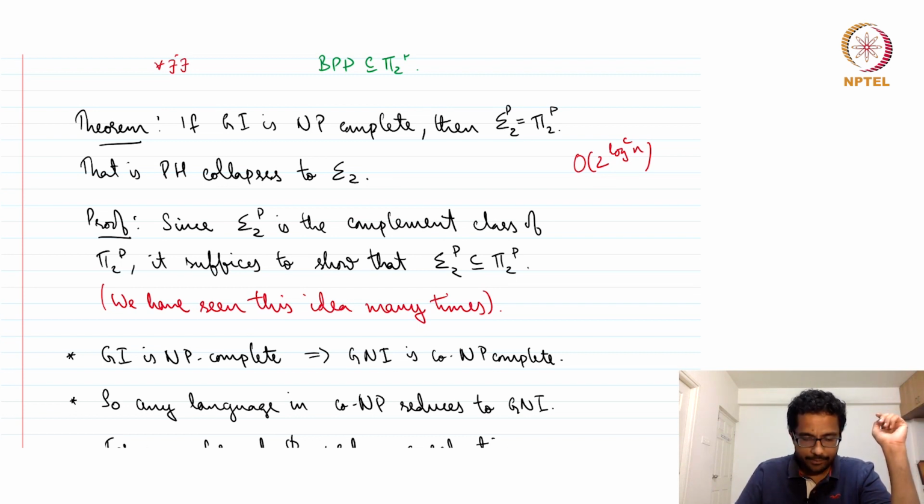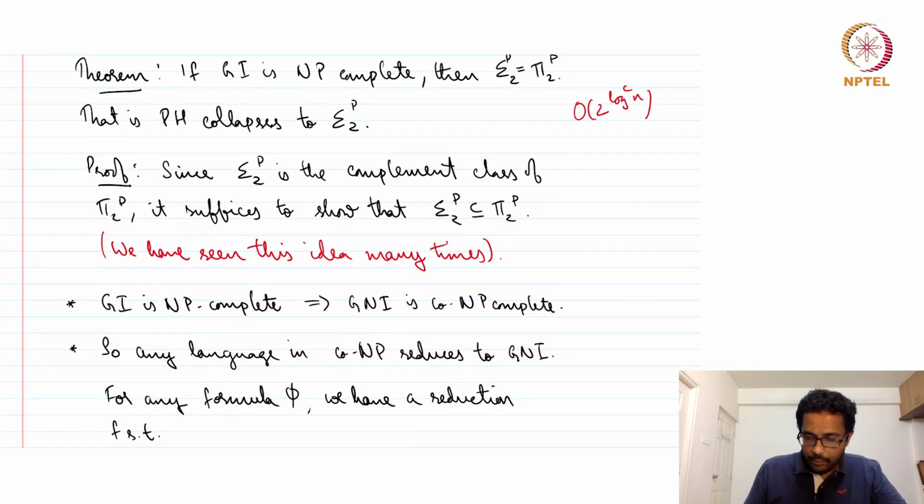What this theorem states is that if graph isomorphism was NP complete, then sigma 2 will be equal to pi 2, which means the entire polynomial hierarchy will collapse to sigma 2. As I would have said when talking about the polynomial hierarchy, it is believed that the polynomial hierarchy is strict. So this theorem can be viewed as evidence that graph isomorphism is unlikely to be NP complete.